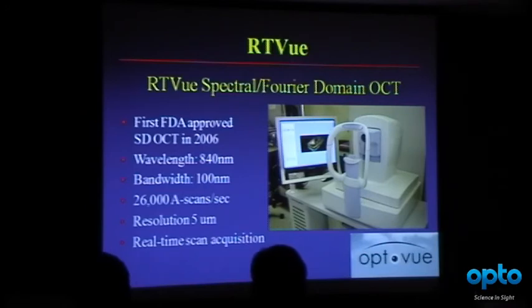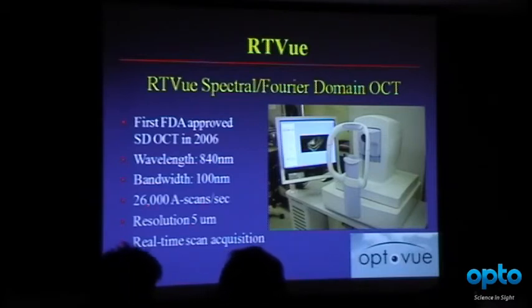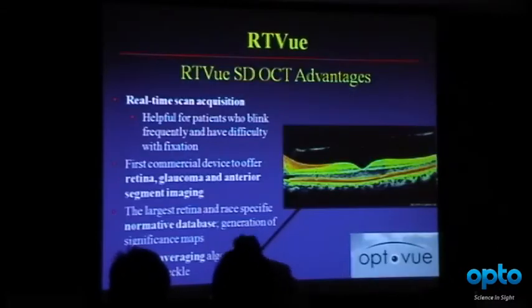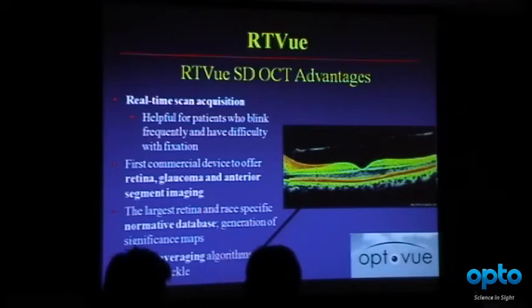So on to the Optovue machine in particular. These are the details of the Optovue machine, 26,000 scans a second, resolution of 5 microns. And here are some of the real clinical advantages that we found using this machine. First of all, real-time scanning. You see an image of the patient's fundus in real time up on the screen. And that's very helpful if the patient has fixation losses or does a lot of blinking, because you can see whether the image is high quality or not in real time.